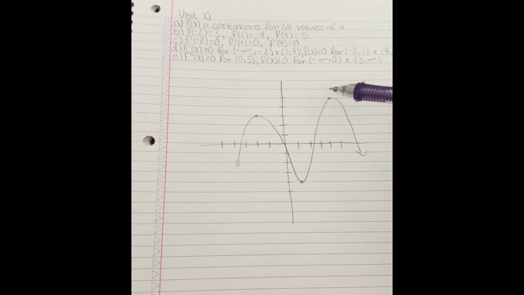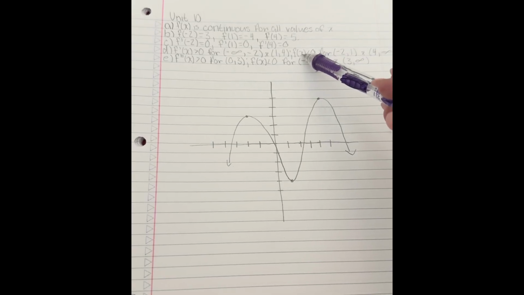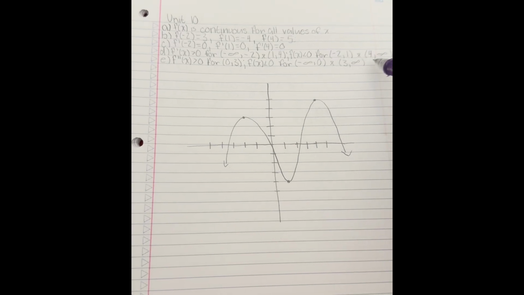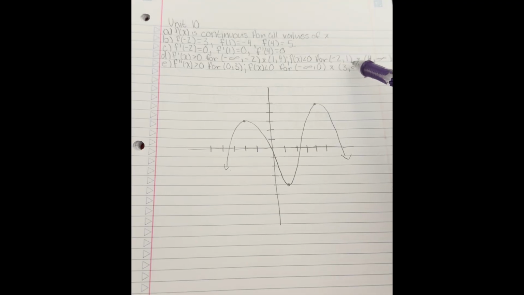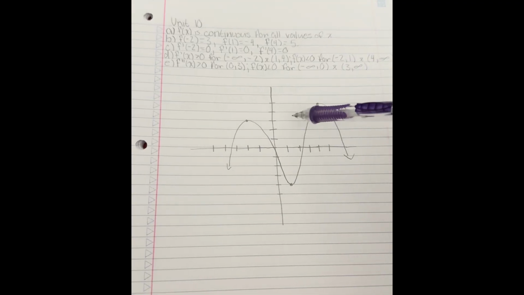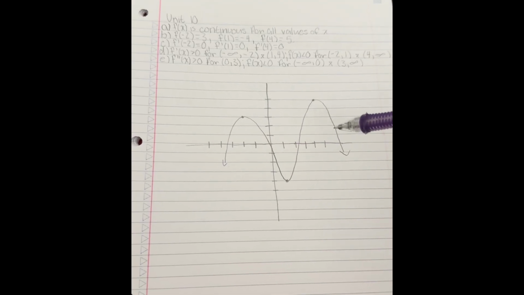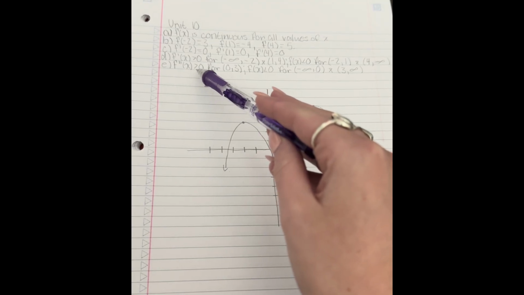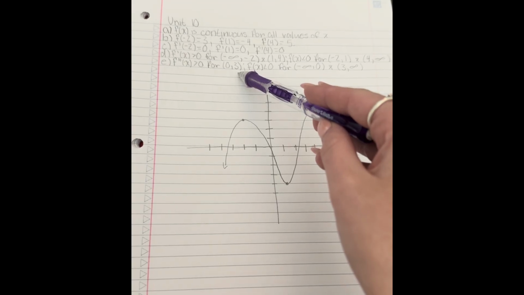And then f prime of x is less than 0 for negative 2 to 1, and then 4 to infinity. So what that means is our slope needs to be decreasing between those x values, which you can see we have. And then finally, our f double prime of x is greater than 0 for 0 to 3.